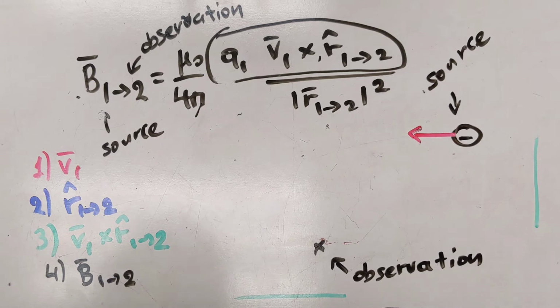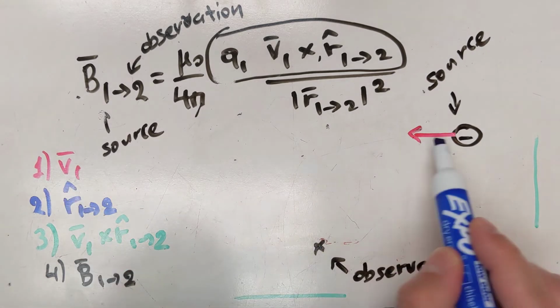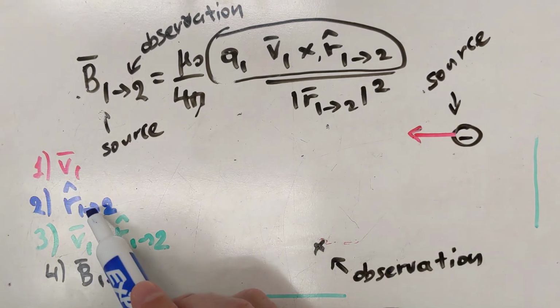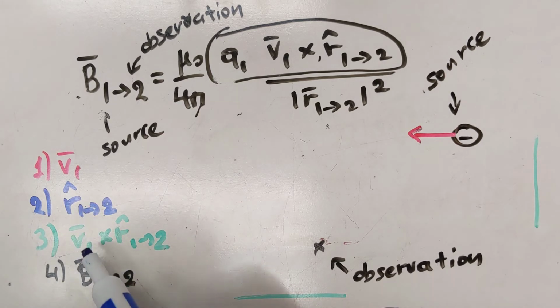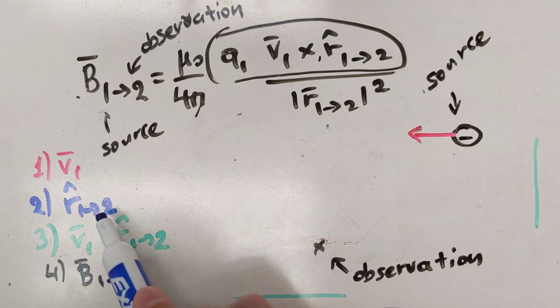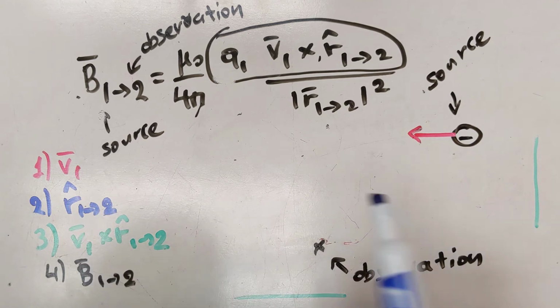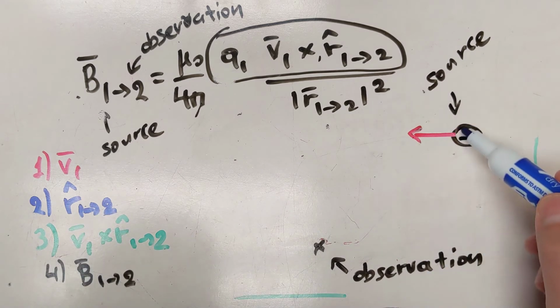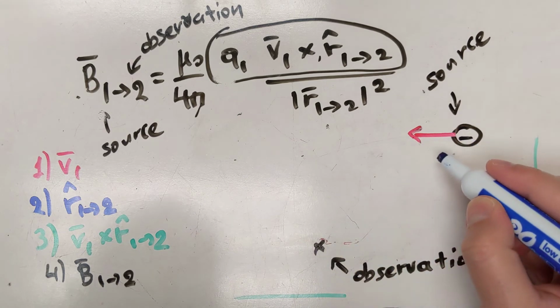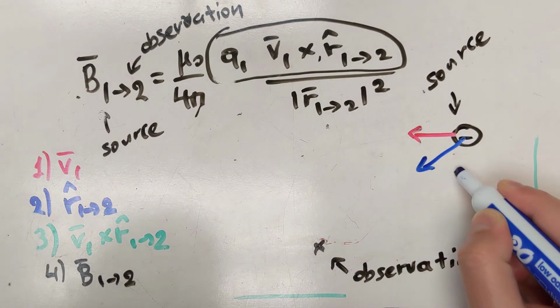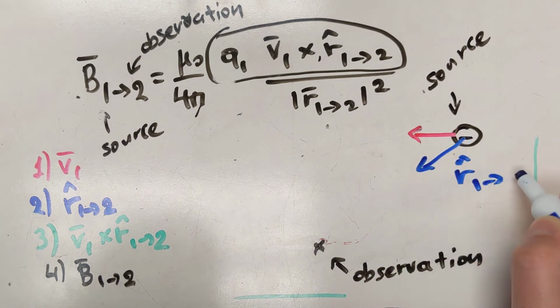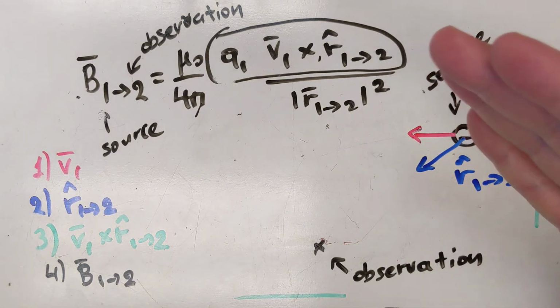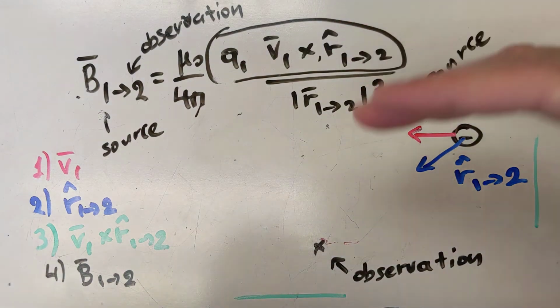Now I found V1, the red arrow. Now second step, I need to find the direction of the unit vector R hat that goes from 1 to 2, from the source to the observation. So R hat will be this one.